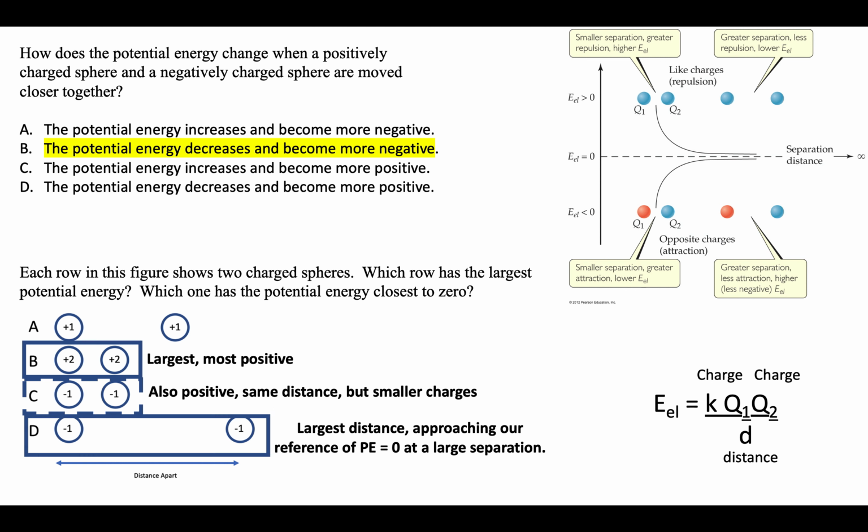This would be the one that would be closest to 0 because the particles are farthest apart from each other. They're approaching our reference value of 0. The potential energy equals 0 at a large separation.